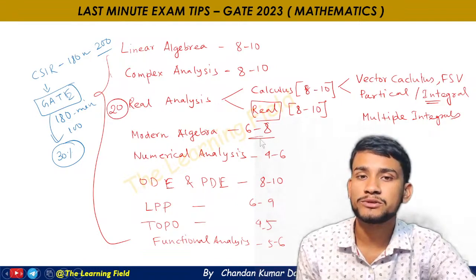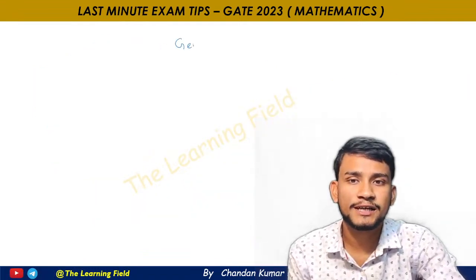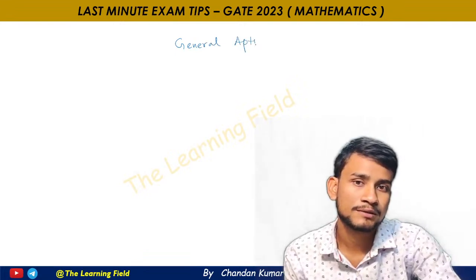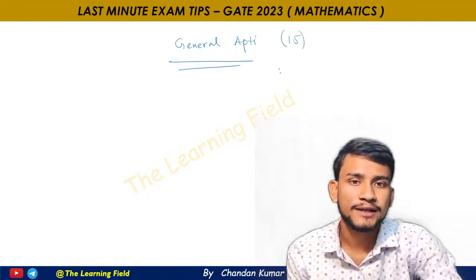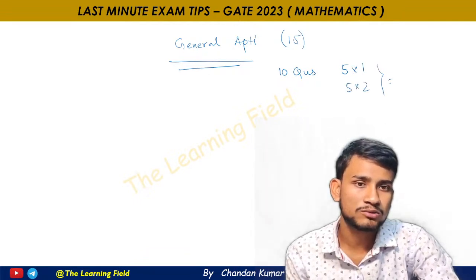First we come to the general aptitude part. In general aptitude, there are 15 marks and 10 questions. 5 questions are of 1 mark and 5 questions are of 2 marks, total 15 marks.